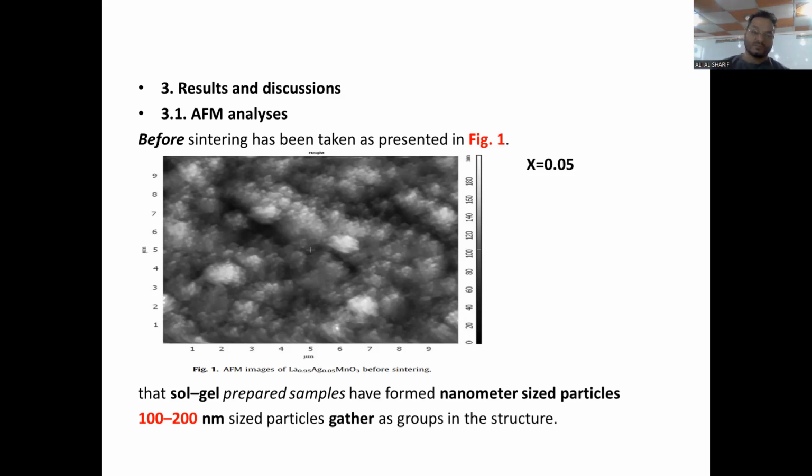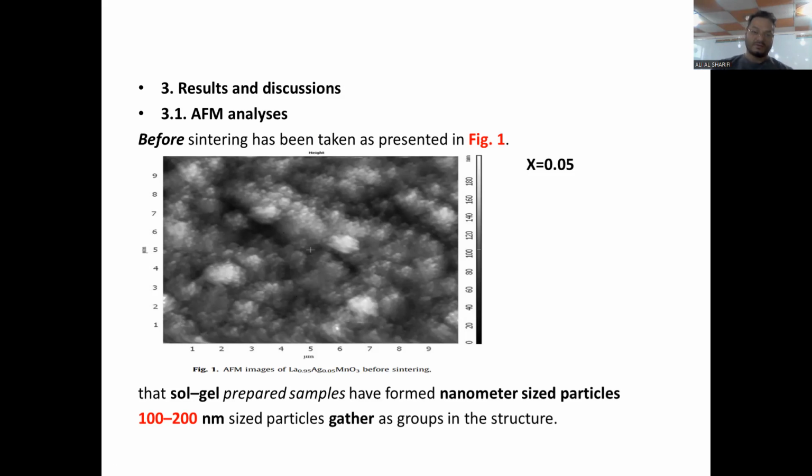Results and discussions, atmospheric microscopic analysis before sintering. The first picture is before the sintering temperature, before 1,000, 1,200, or 1,400. That means what? That means at 600 Celsius. The grain size is like that, and the nanoparticle size is from 0 to approximately 200 nanometers.